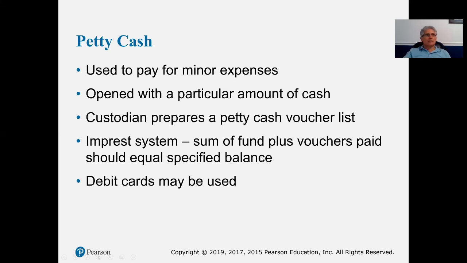So as an example, let's assume they're down to $20. If they had a $500 petty cash fund and they add up the cash, they have $20, then what they should have is $480 of receipts. So the $480 of receipts plus the $20 of cash sum up to $500. And that makes it so that they're keeping track. So the sum of funds plus the vouchers paid should equal the specified balance.